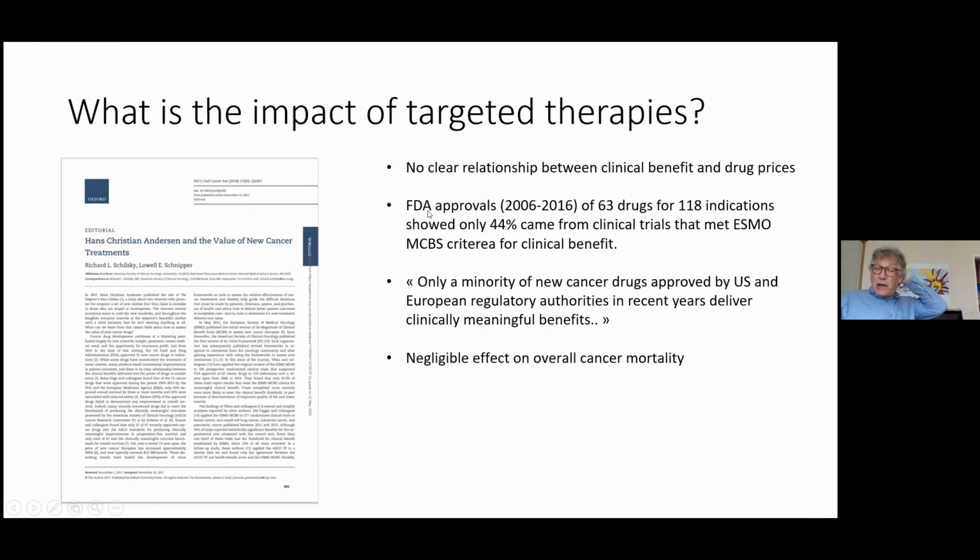The Federal Drug Administration and the EMA is very similar. Approvals in one paper from 2006 to 2016 of 63 drugs for 118 indications in cancer showed only 44% came from clinical trials that met criteria for clinical benefit. That's the European Society of Medical Oncologists and the American Society. So the trials have not been properly done to produce the data that's got these drugs approved. And their conclusion is only a minority of new cancer drugs approved by the US and European regulatory authorities in recent years deliver clinically meaningful benefits. Benefits doesn't mean cure.